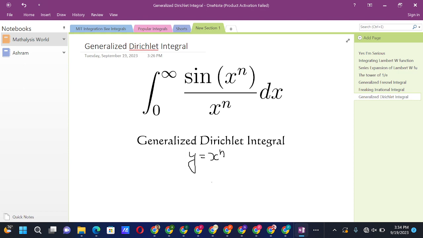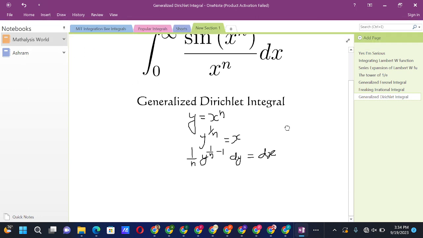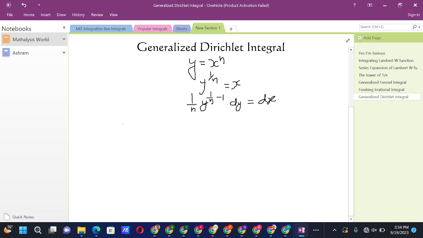If we substitute this, we will have y^(1/n) equals x, and differentiating both sides, (1/n) y^(1/n - 1) dy will be equal to dx. Now we can use this. If we substitute x^n by y, our integral is something like this now. In the change of limits, when x is 0, y is 0, and when x is infinity, y is infinity, and we have sin y over y, and in place of dx, we have (1/n) y^(1/n - 1) dy.